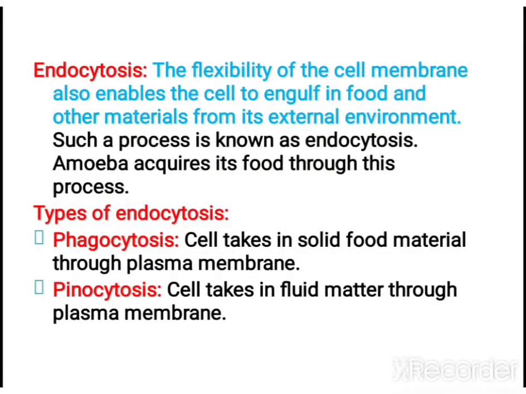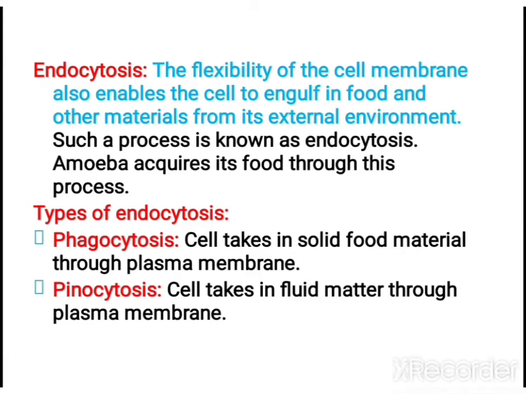So next let us study endocytosis. Here the cell membrane is flexible and it enables the cell to engulf food, that is solid particles and other materials, from its external environment. In the case of amoeba, they can form pseudopodia and engulf the food. They can take in food matter or liquid matter. When it goes inside, you call that endocytosis. Amoeba acquires its food by this method.